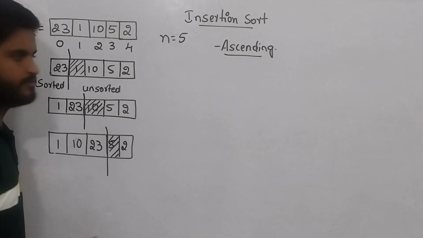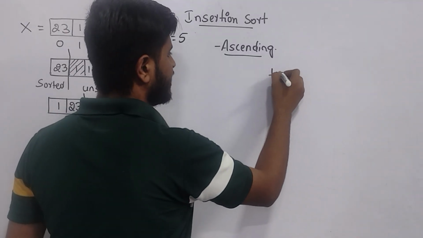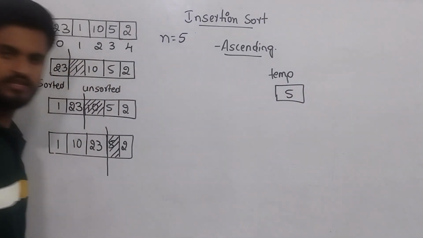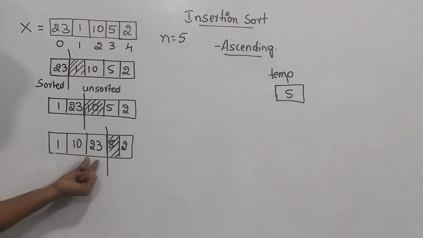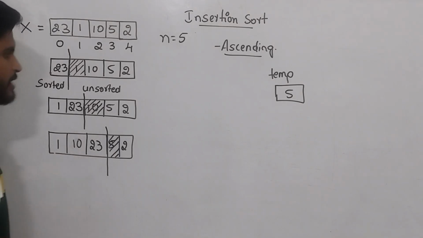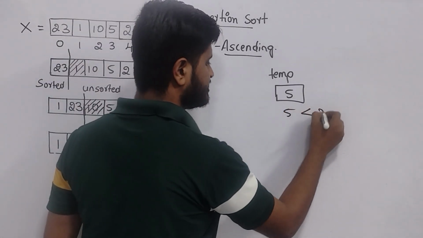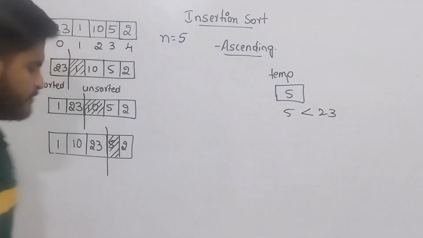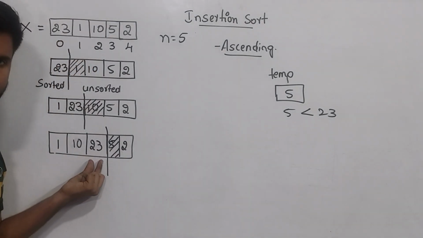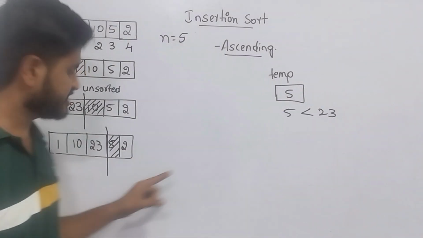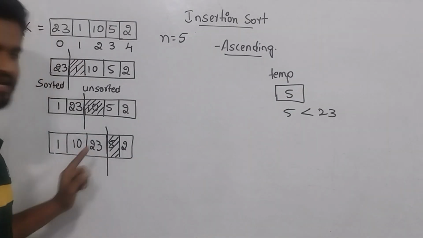Now take the first element in the unsorted sublist and keep it in the temporary space. Now you are keeping 5 in the temporary space. Compare with 23 first, next 10, next 1. If you compare 5 with 23, 23 is greater, that is, 5 is less than 23. When the value in the sorted sublist is greater than the value in the temporary, then you must shift that value one bit right side.